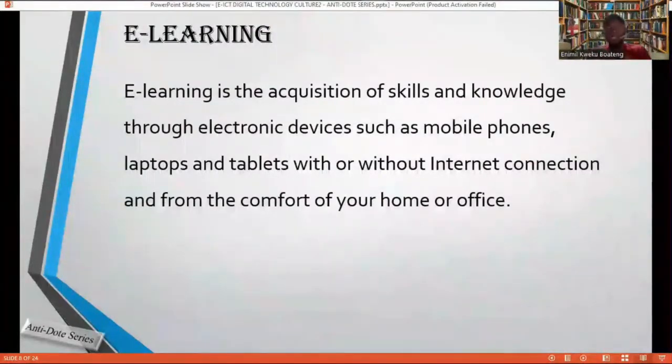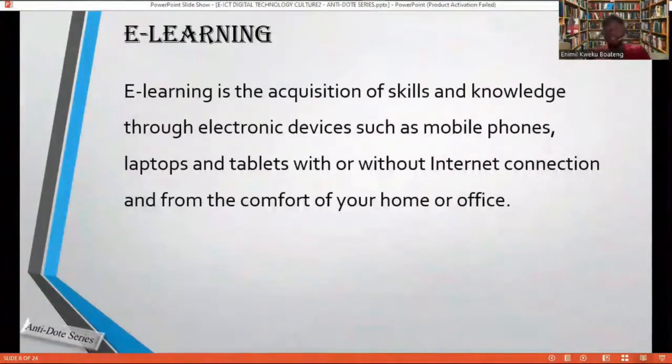Yes, with e-learning, we are eliminating the teacher being in front of you physically in a classroom. But in e-learning, you can still have the teacher in front of you, virtually or through devices. You can't touch the teacher, but you can see the teacher teaching, presenting, doing whatever the teacher is supposed to do. And this video that you are watching is e-learning. So e-learning is the acquisition of skills and knowledge through electronic devices such as mobile phones, laptops, and tablets, from the comfort of your home or office. E-learning can take place with or without internet connection.